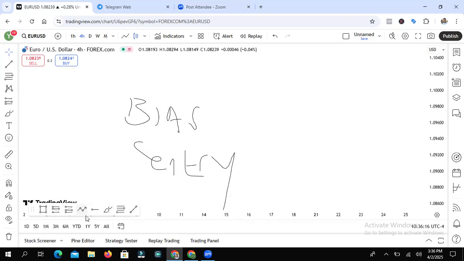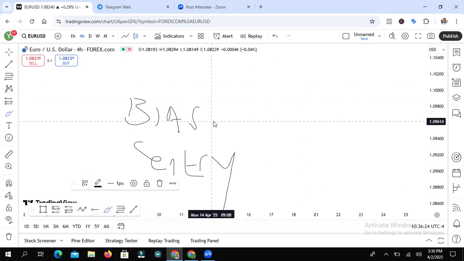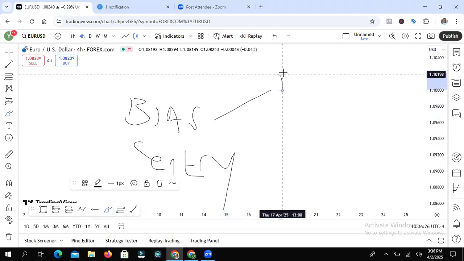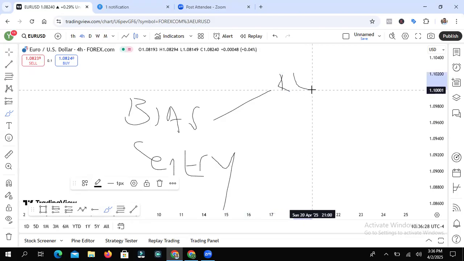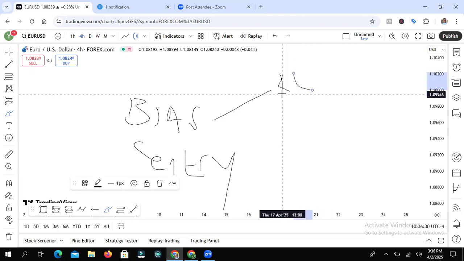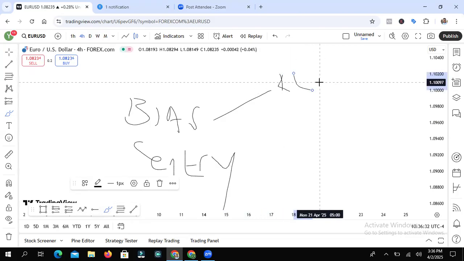So now in bias, there's something about the way I trade. In bias, you need what we call key levels. In bias, you need key levels, KL. Now, what are key levels?